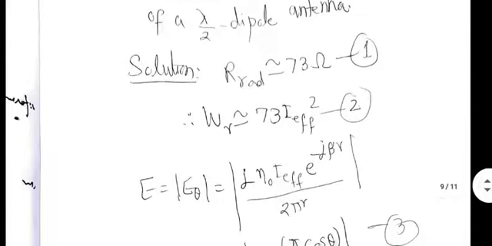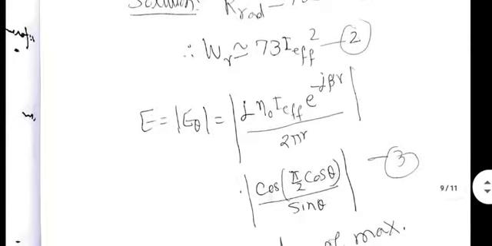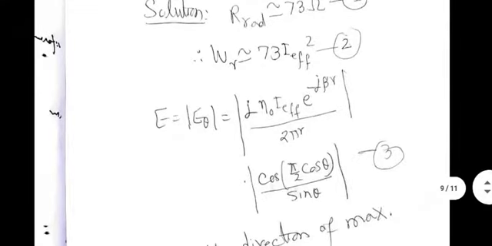The value of E theta for lambda by 2 dipole is already known to us. So I'm plugging that in and I'm calculating the magnitude of E theta, which is supposed to be E. And I'm using RMS value of E, so I'm using I effective on the right hand side. This is what I get. You may recall this term cos(pi by 2 cos theta) divided by sin theta. This is the term that appears in E theta formula for lambda by 2 dipole. Magnitude of that and magnitude of the remaining term come together to give you E.